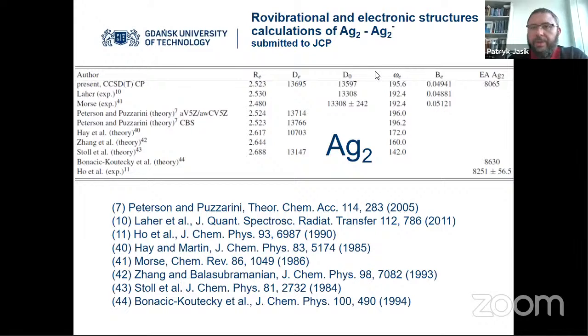You can see, for example, that the dissociation energy is very close to the experimental results. And also, as I said before, the electron affinity of the silver dimer is very close to the experimental one, which was reported by Ho.